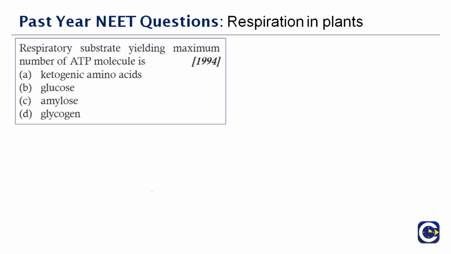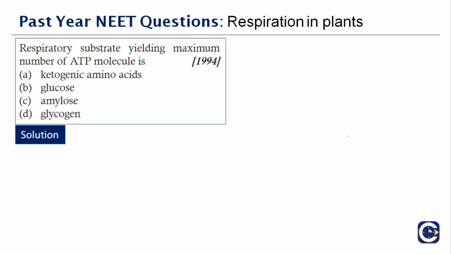Next question. Again, this question was asked in the year 1994. Respiratory substrate yielding the maximum number of ATP molecules is. Again, this is easy for you, because in the last question we saw that anything which has the capability to expel the maximum amount of ATP is fats, right? Likewise, the respiratory substrate that will yield the maximum amount of ATP. Now here you're given 4 options: ketogenic amino acids, glucose, amylose and glycogen. The first one is a protein, and of course, we did not see about protein.